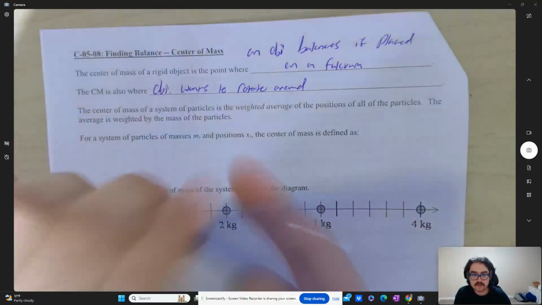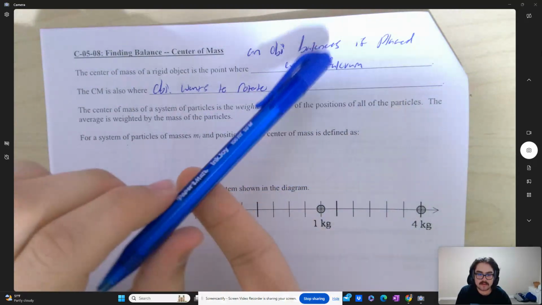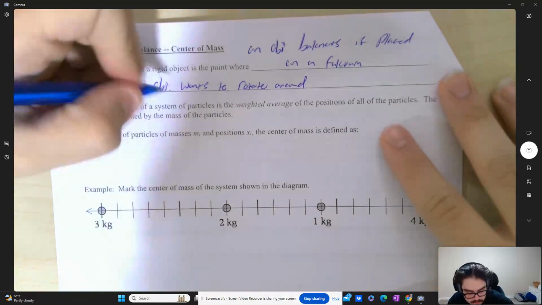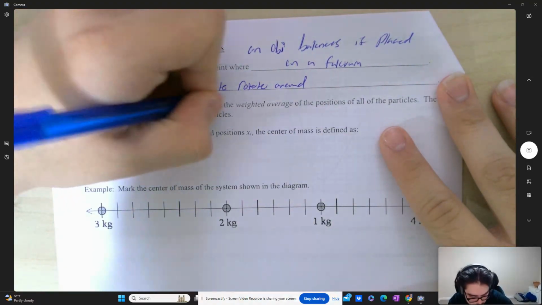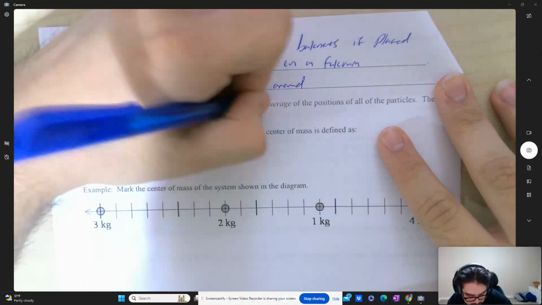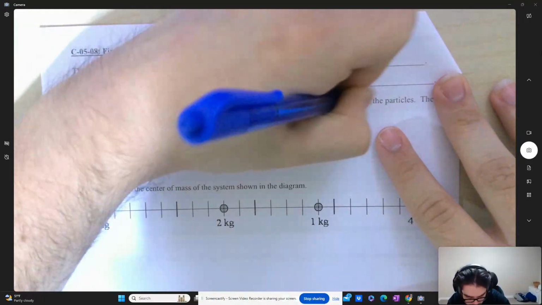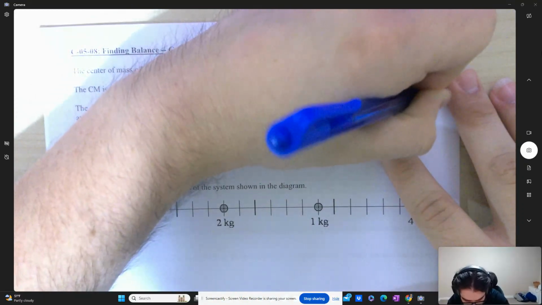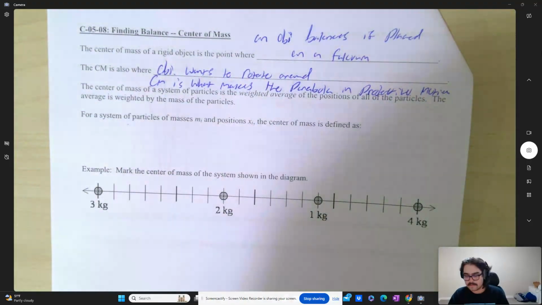So you notice that when I found the center of mass of my pen, when I didn't have it quite there, it wanted to rotate about that center of mass. It's also the center of mass that makes the parabola in projectile motion. So yeah, there's that.